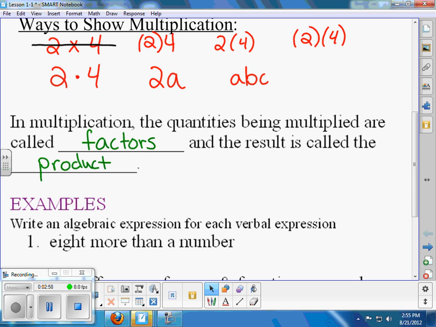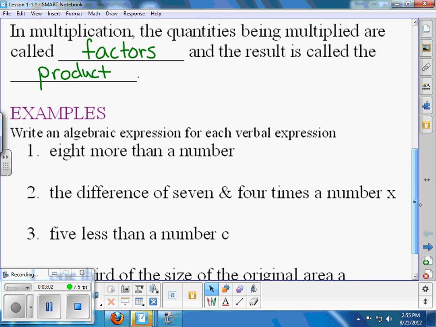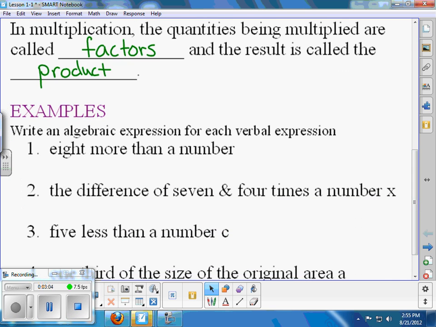In our examples that follow, we are to write an algebraic expression for each verbal expression. Number 1 is 8 more than a number, which would be 8 plus n. You can use any variable you like there. As long as they're not specifying which variable to use, you can make up any variable.